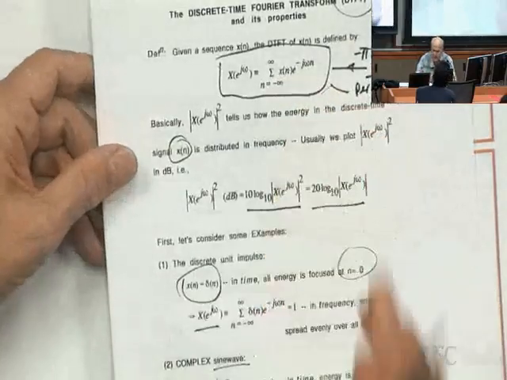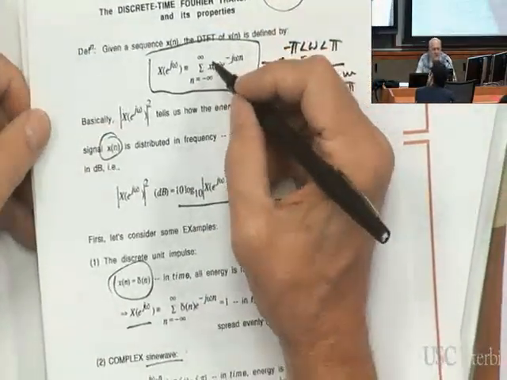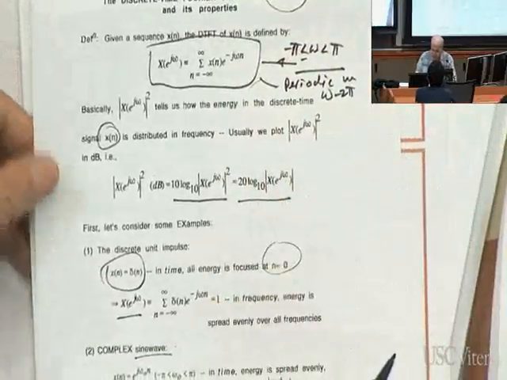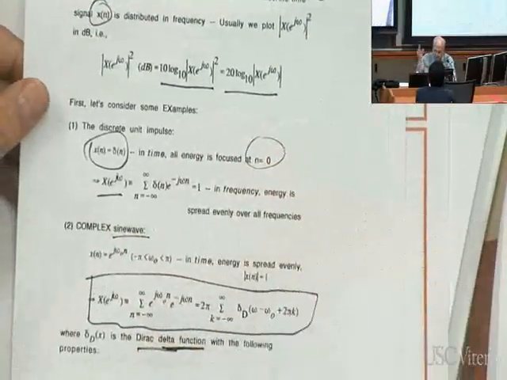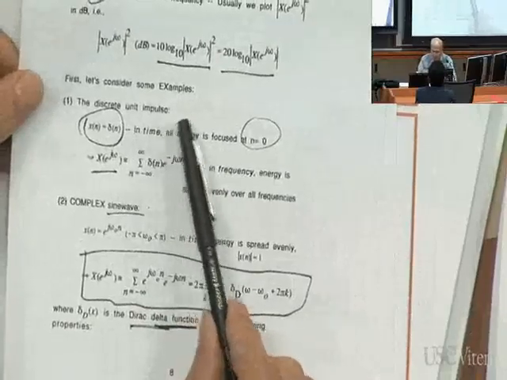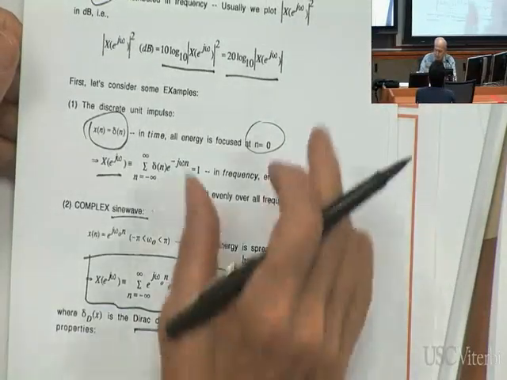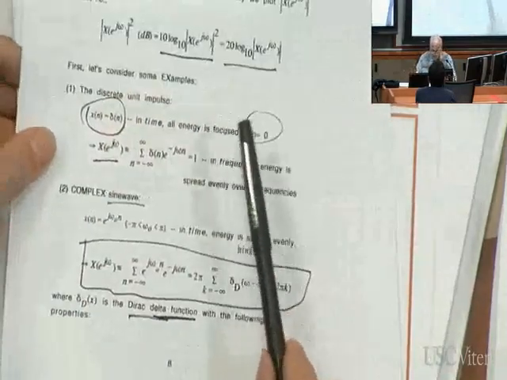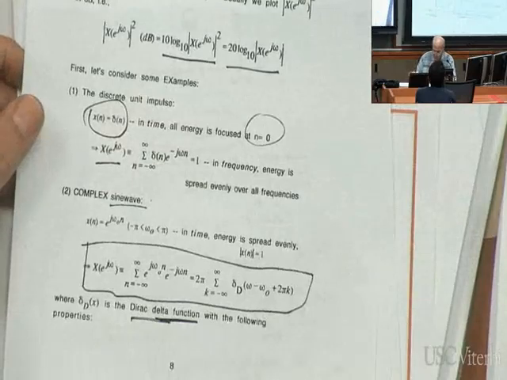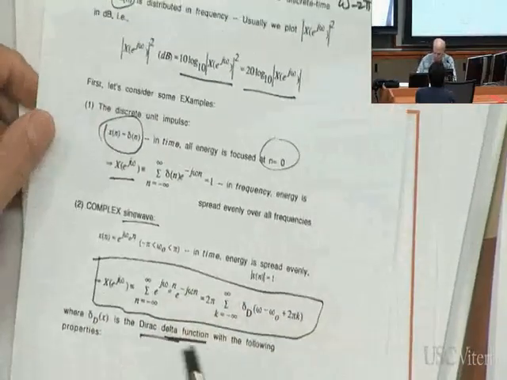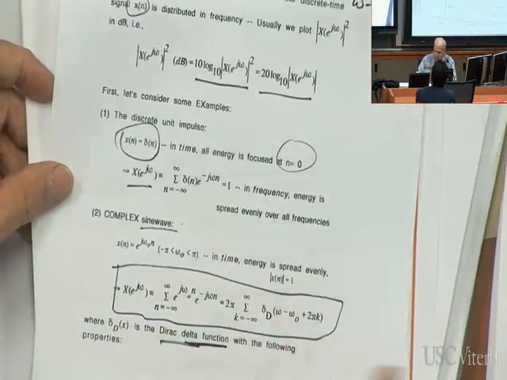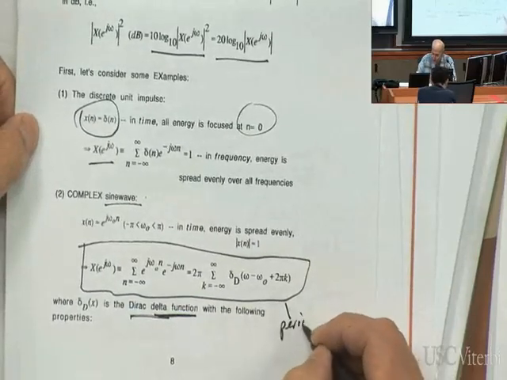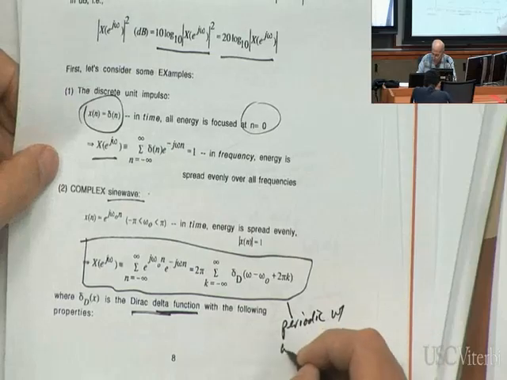So in any case, this is the discrete-time Fourier transform of some discrete-time signal, x of n. We talked about some of its properties last time, and I gave you some simple examples to get you started thinking about it, including the discrete unit impulse, where, as we mentioned last time, the energy is focused in time but spread out in frequency. Vice versa, for the sine wave, energy is spread out in time but focused in frequency at specific frequencies, namely the frequency of the sine wave. And this, too, is periodic with period 2 pi in omega.